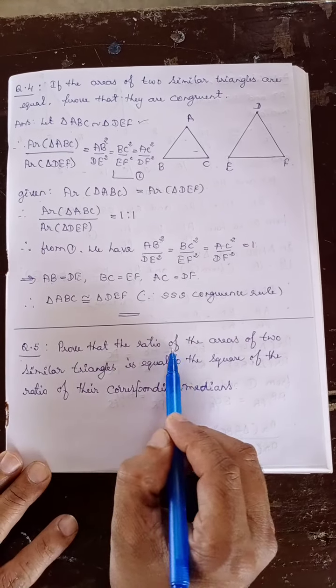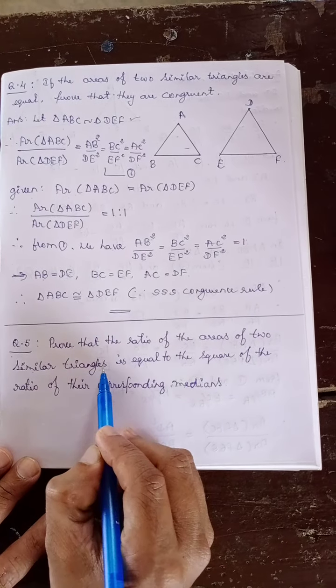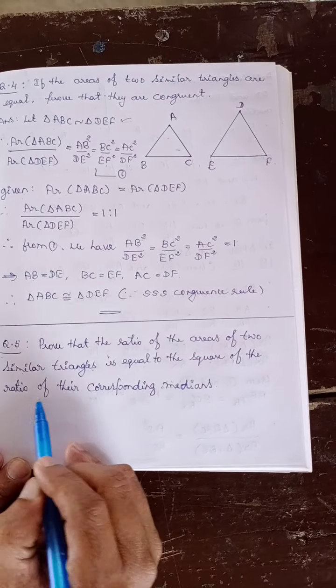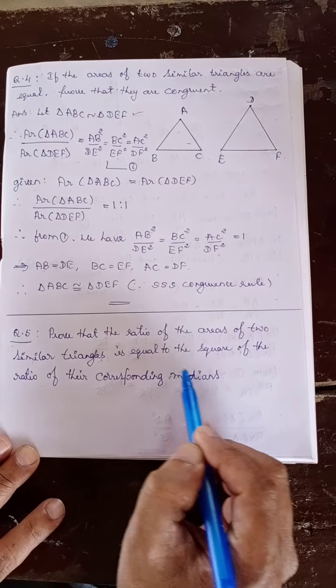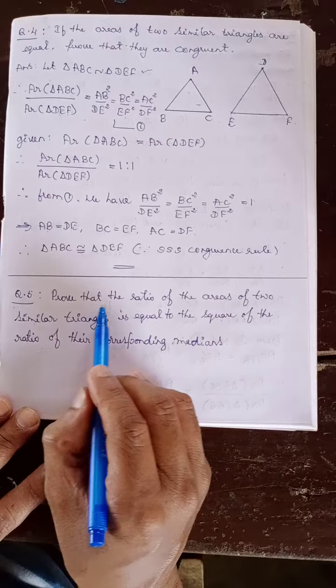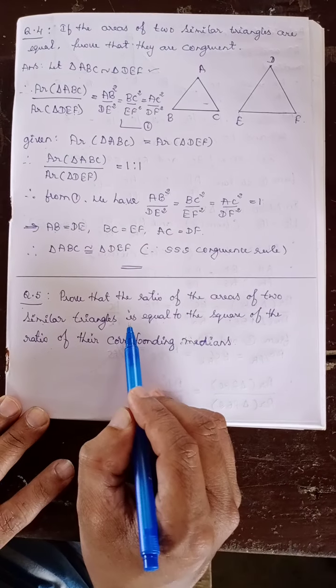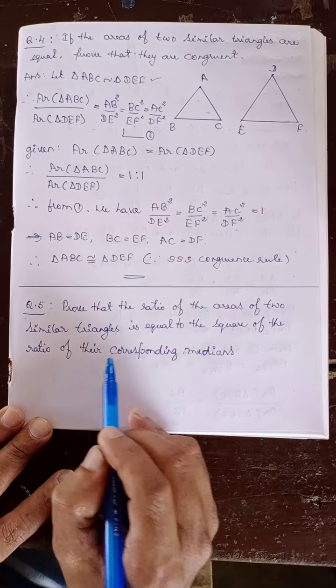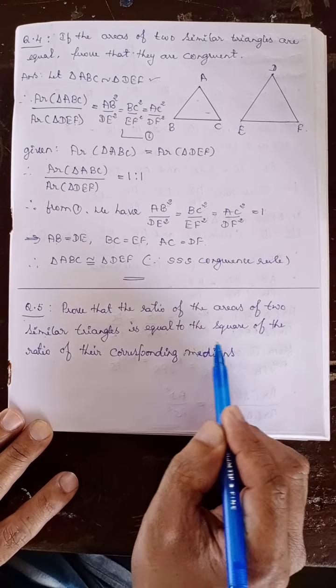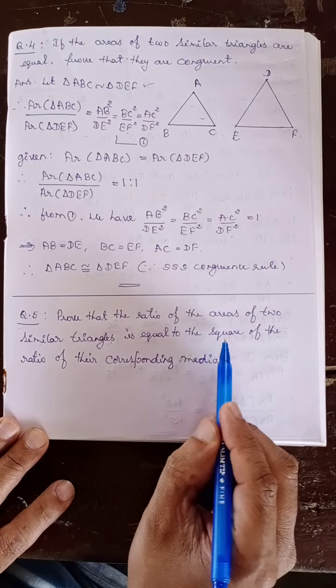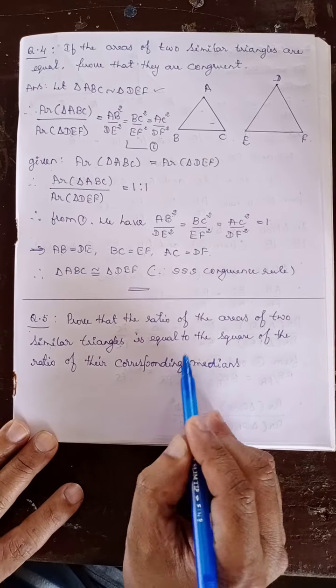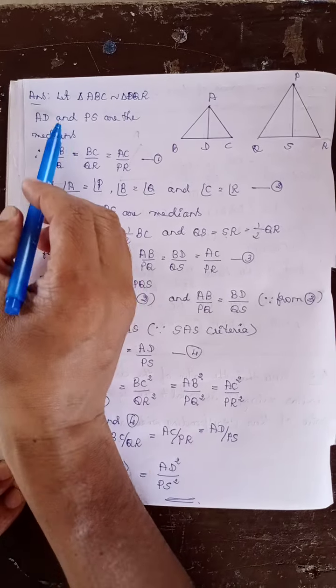Prove that the ratio of the areas of two similar triangles is equal to the square of the ratio of their corresponding medians. In the theorem we have proved that the ratio of the areas of two similar triangles is equal to the square of the ratio of their corresponding sides. But here we have to prove it is equal to the square of the ratio of their corresponding medians. Now we can see the answer.